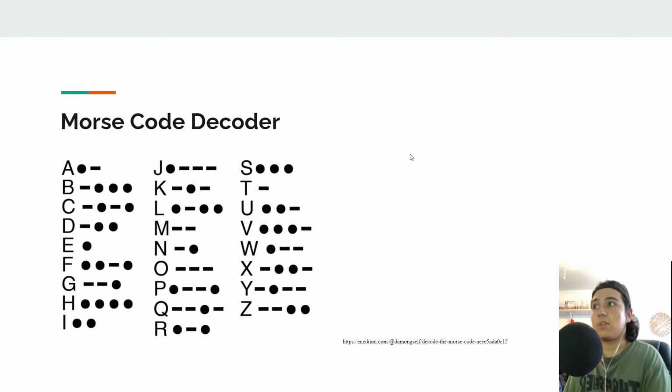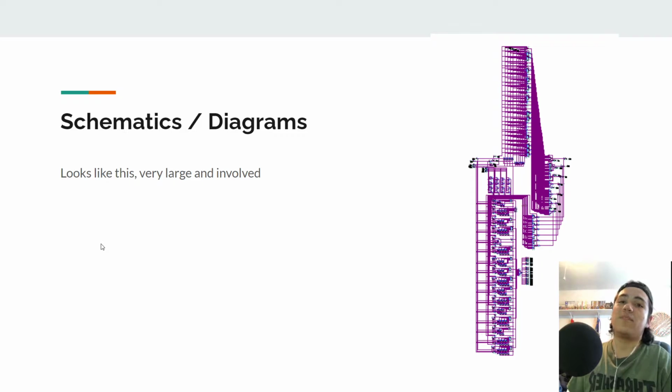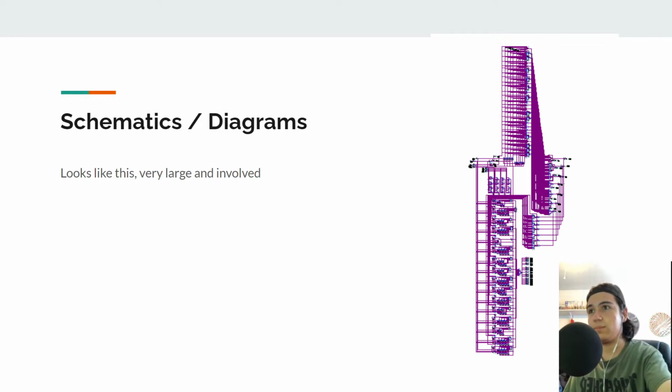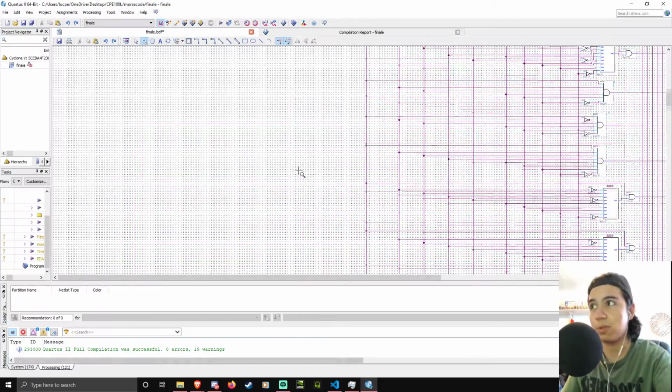This is the basic Morse code detector. A through Z. This is what I use for my combinational logic to figure out what the combinations correspond to. This is my schematic diagram. It's very large, very involved. Instead of showing it in the presentation, I'll just show you my actual schematic.